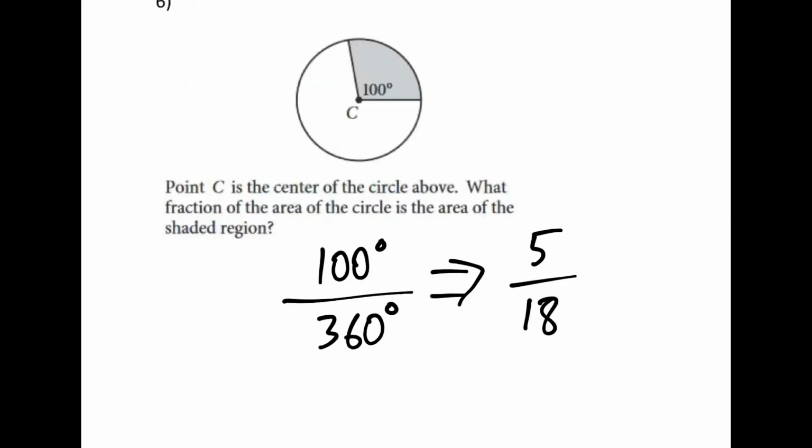Number 6. What fraction of the area of the circle is the area of the shaded region? Well, 100 degrees is what fraction of a total circle, 360 degrees? If we reduce this, dividing the top and the bottom by 20, the lowest form is 5/18.